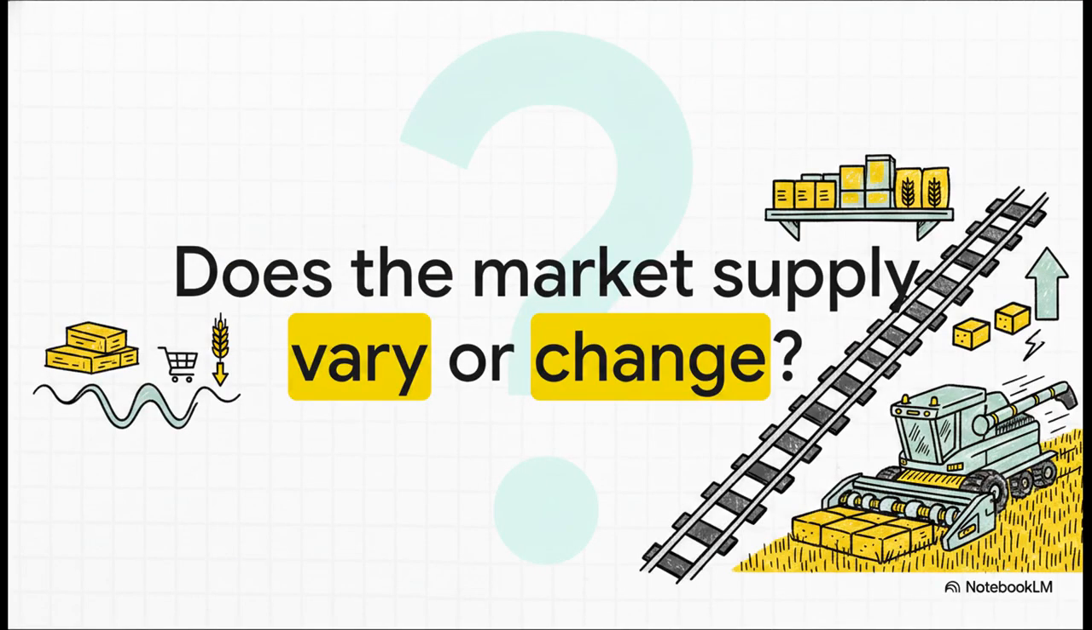All right, to wrap this explainer up, let's put this visual dictionary to the test with a real-world scenario. If a brand new robotic harvester is suddenly invented, making farming incredibly cheap and fast, does the market supply of wheat vary, or does it change? Think back to the rule of one. Did the price on the shelf move, or did an external factor alter the landscape? Are you just riding the line, or are you shifting the entire track? I'll leave you to apply your new framework to that one.